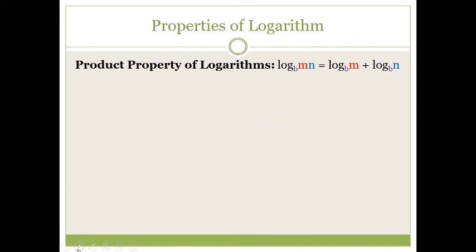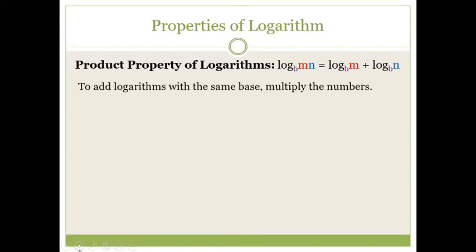So the very first property we're going to learn about logarithms is the product property. Basically, it says that if I have an addition problem with logarithms, look over here on the right side of this equation, and they are in the same base, I just multiply the values here, m and n. So log base b of m times n is equal to log base b of m plus log base b of n. That makes sense when we do an example, alright?